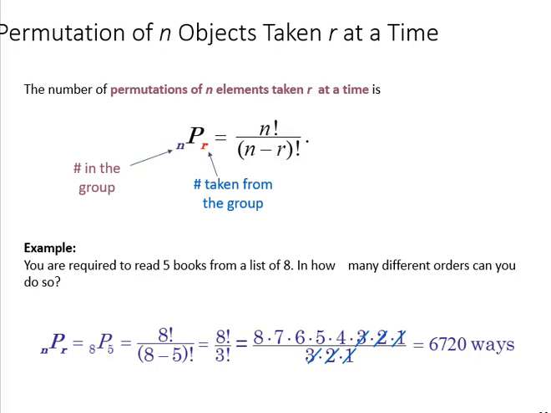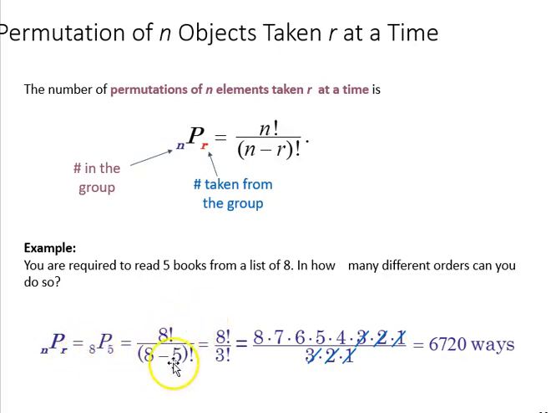Another thing we can introduce to this notion of permutations is taking n objects, r at a time, which is expressed mathematically in this way. The number in the group is n, and r is the number taken from the group. So if you're dipping your hand into a bowl of jelly beans and you're pulling out 10, how many of those are going to be red, for instance? That would be a good application of this formula. And the math of that is simply n factorial over n minus r factorial. So if you're going to take 5 books from a list of 8, and we want to know how many different orders you can do that, we simply express that as 8P5.